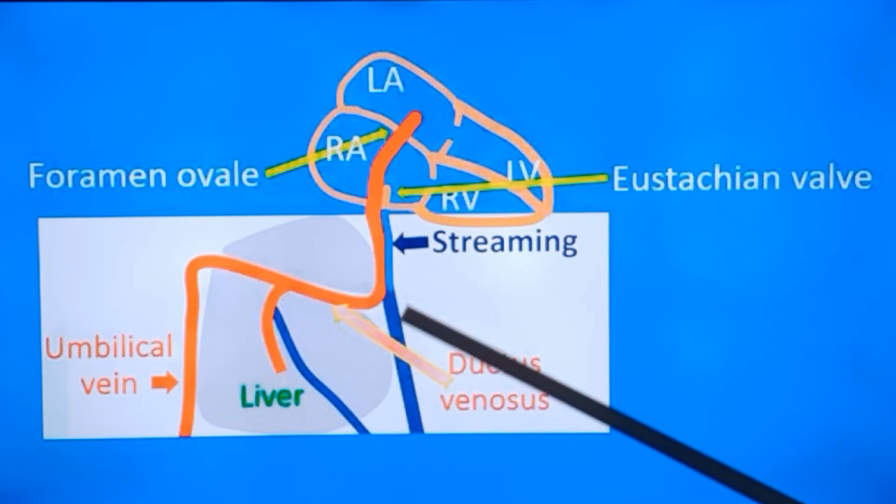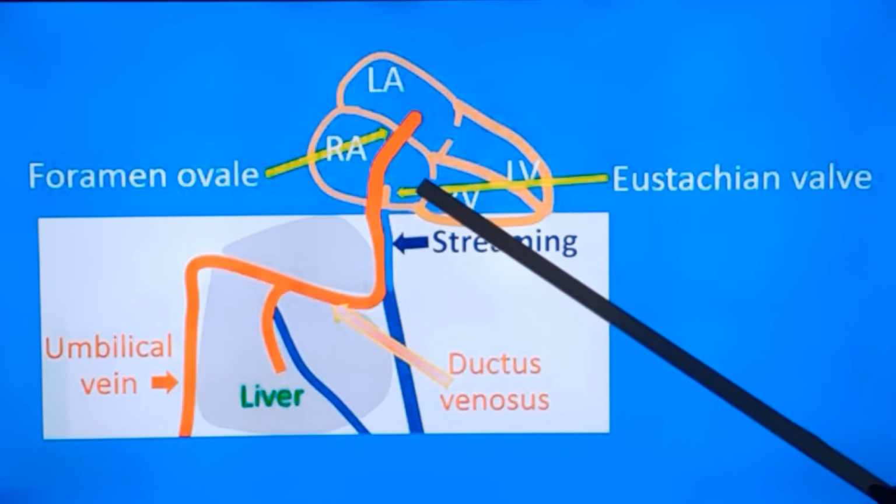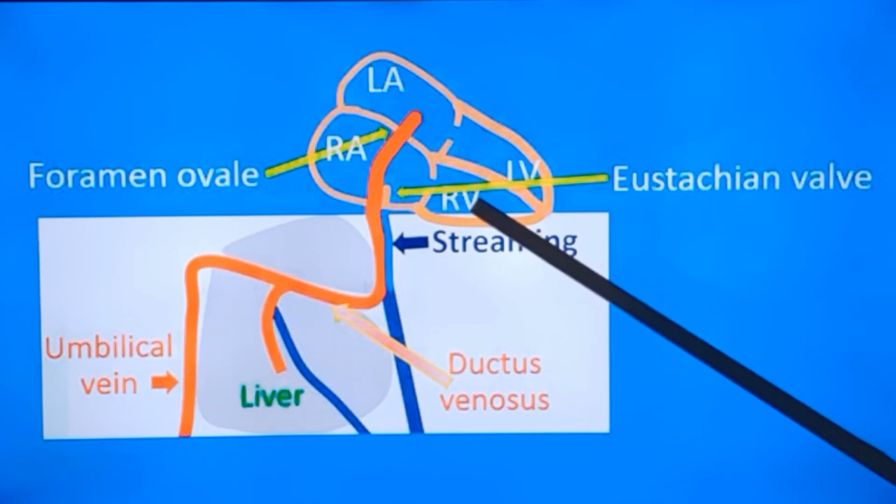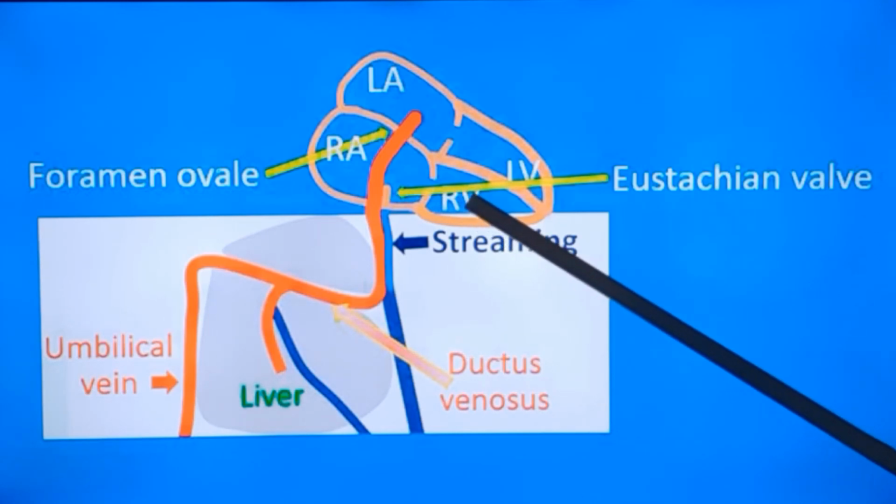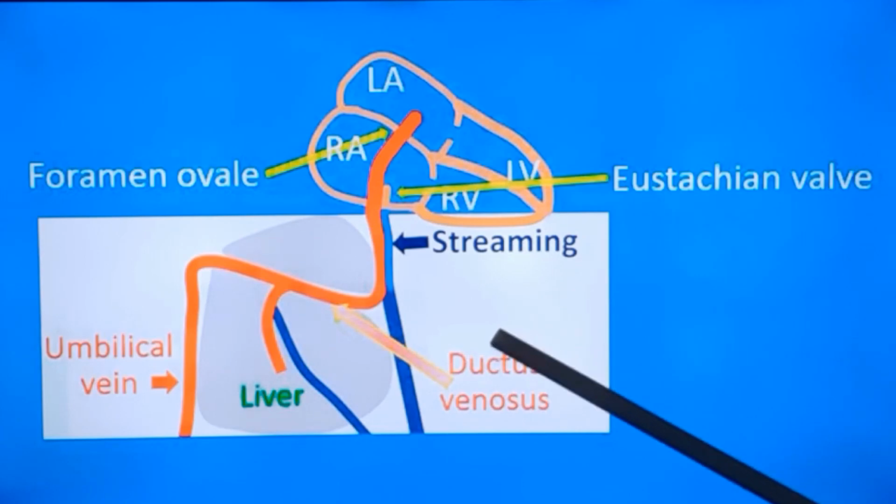Inferior vena cava blood is, on the other hand, streamed to the right ventricle and pulmonary artery, and then it will go down the ductus arteriosus.